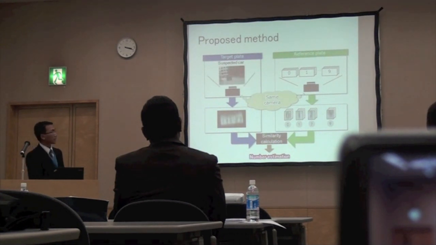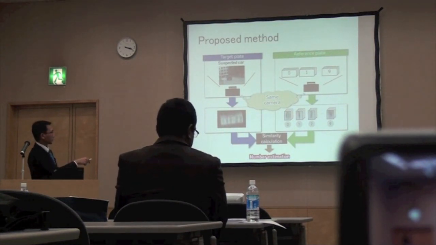First of all, we got one still image that is captured by a suspected car, and we call it the target plate. Since the purpose of our method is to achieve good recognition, good reading, and good estimation of the license plate, it is reasonable for us to manually cut out the license plate.